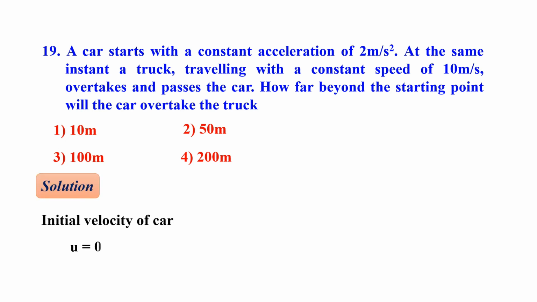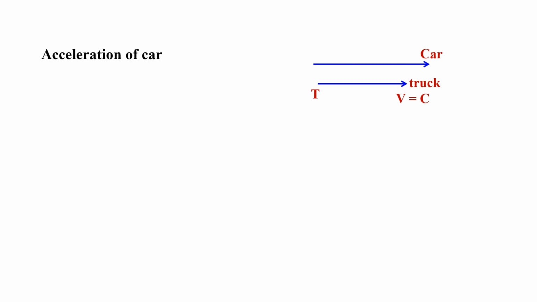Initial velocity of the car. Here a car starts with a constant acceleration of 2 meters per second squared, that is, it starts from rest. So its initial velocity is 0, that is u is equal to 0. Now this is the car and the truck. Acceleration of the car, a is given as 2 meters per second squared. The speed of the truck is 10 meters per second.